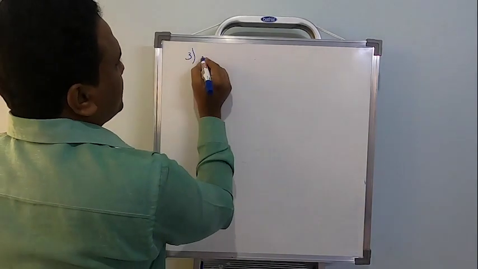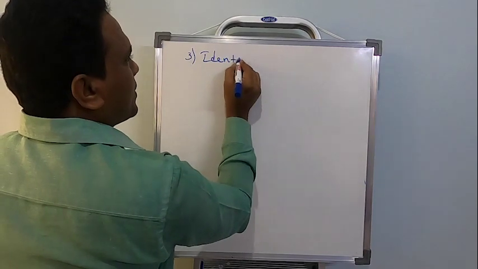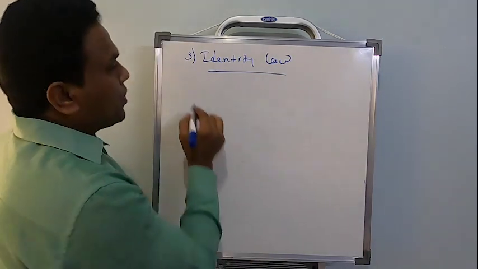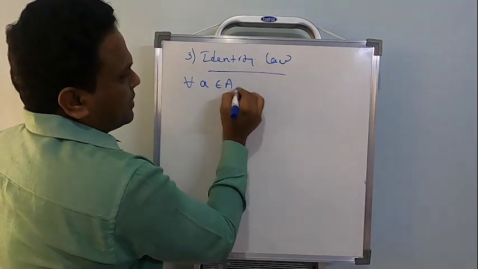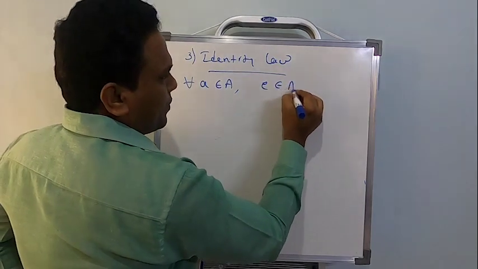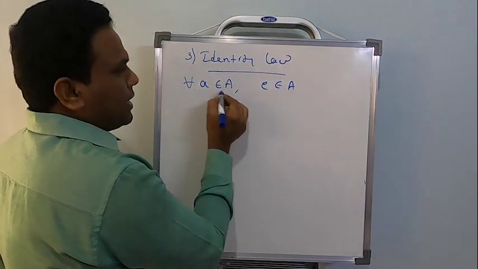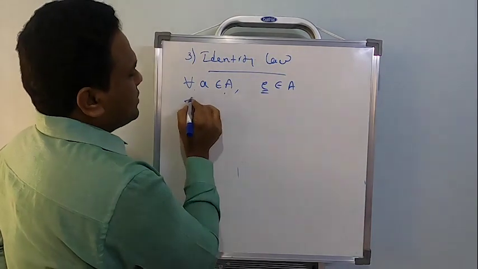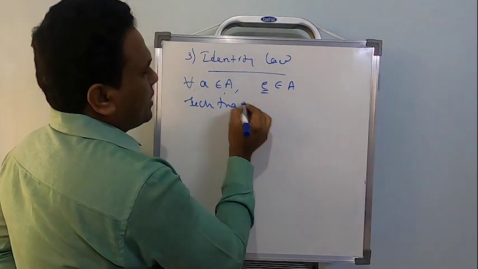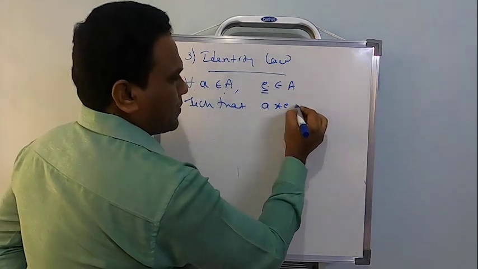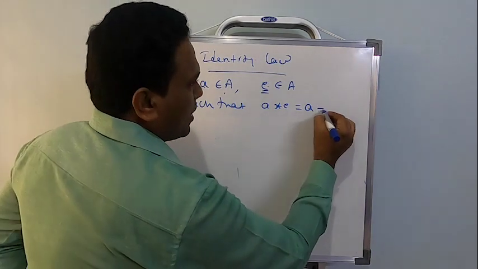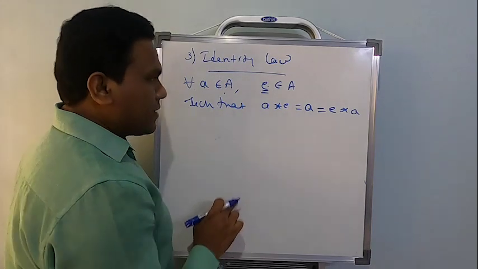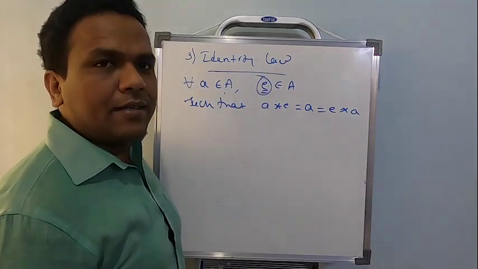Now, let's move on to the next one, called identity law. So what is identity law? For every element from the given set, there exists an element E from the same set. Okay, for every element belonging to the given set, there exists one particular element E in the given set, such that when you operate A star E, you should get back A, and you should get back the same when you are operating E star A. If you are able to get this, then E will be called the identity element.